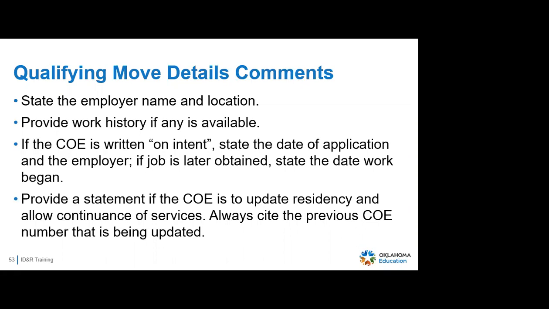State the employer's name and location, and provide work history if any is available. If the COE is written on intent, state the date of the application and the employer if the job is later obtained. State the date work began. Provide a statement if the COE is to update residency and allow continuance of services. Always cite the previous COE number that is being updated. Again, those are some things to put in the qualifying move comment area.